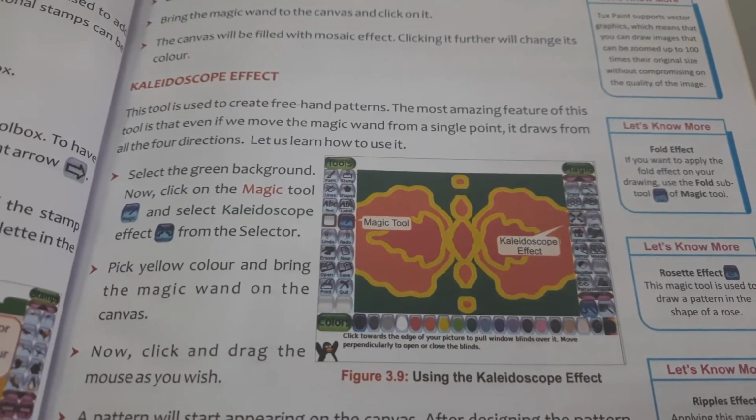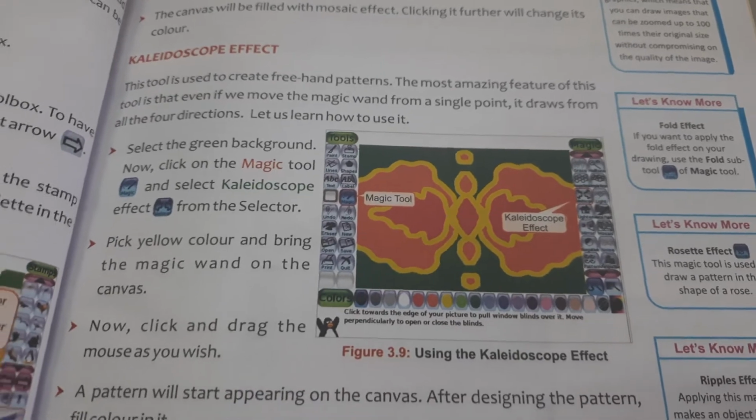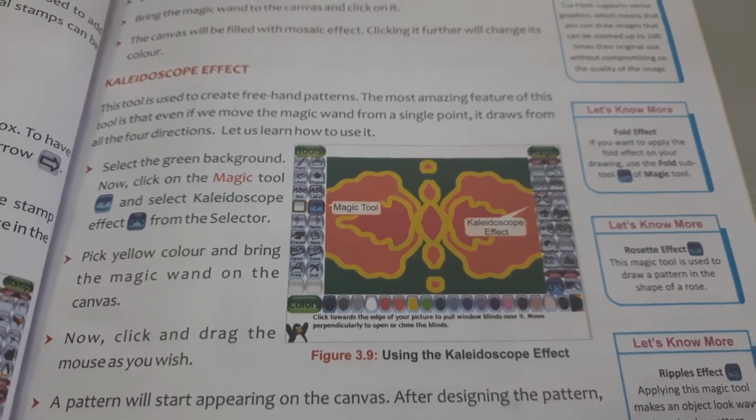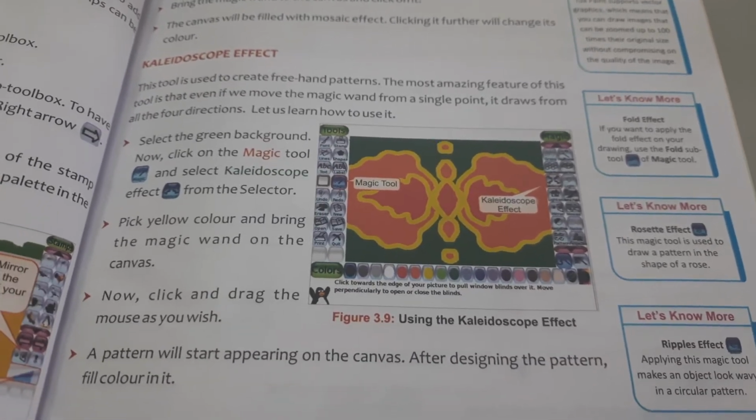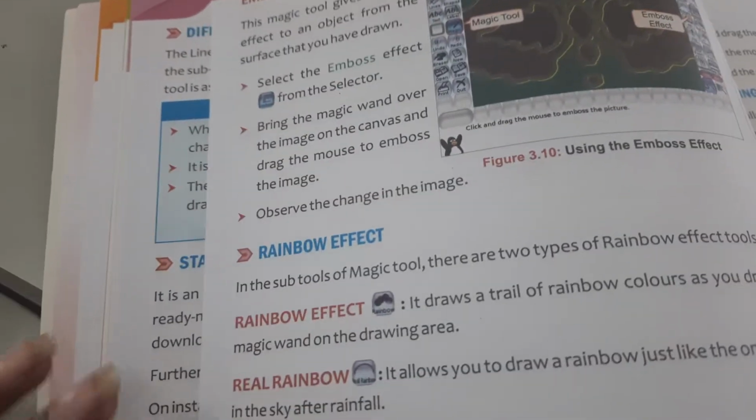Now click and drag the mouse. Okay, now you can draw any pattern that you want to make. A pattern will start appearing on the canvas after designing the pattern. Fill color in it. Okay, you have to do it only on one side, and on the other side it will be automatic. Then you can fill the color in it.